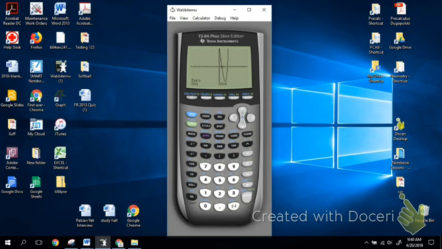Let's go ahead and find the other 0 that we see here. So I'm going to once again go second, calculate. I'm going to calculate a 0. It asks for a left side of it, so I'm going to go on the left. Doesn't really matter where you put it on the left. And then I'm going to go to the right of it, which maybe is here. Make a guess. Hit enter, and you should be able to get x equals 3 out.